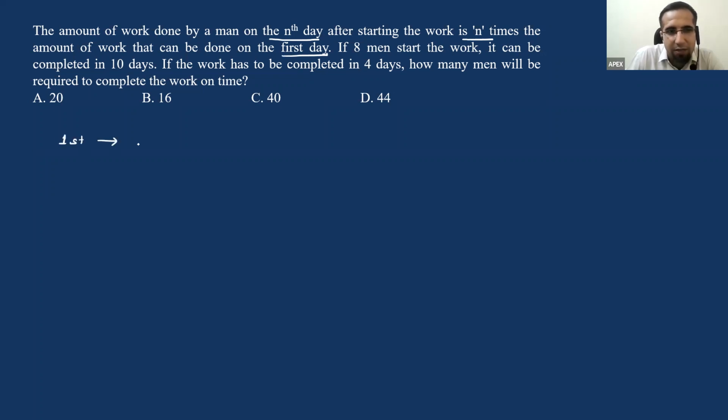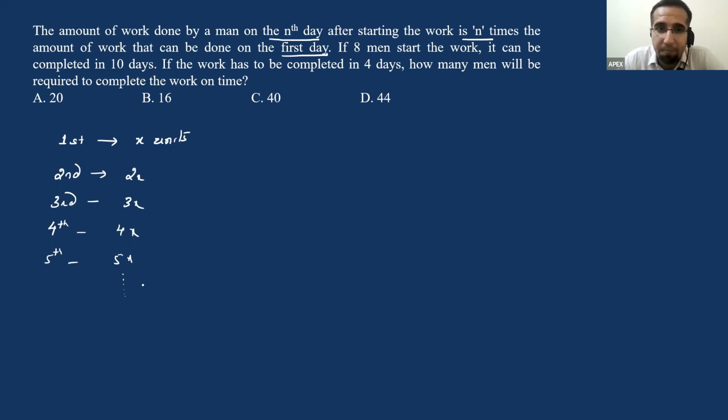First day, let's assume that this guy comes and does x units per day. Now let's read this question. The amount of work done by a man on the second day is equal to 2 times the work done on the first day, that is 2x. Similarly, the amount of work done on the third day, that is nth day, is 3 times the amount of work done on the first day, that is 3x. Similarly, fourth day, if you observe, this becomes 4x. Fifth day, if you observe, this becomes 5x, and so on.